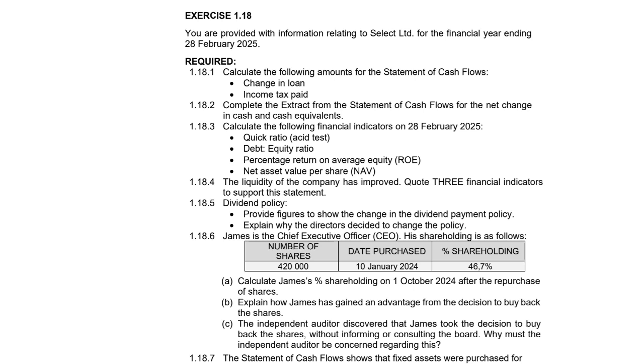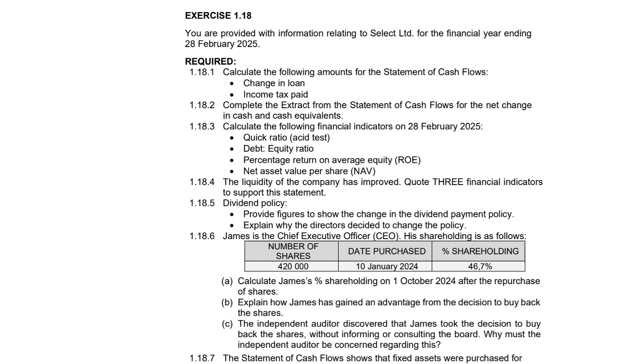1.18. You are provided with information relating to Select Limited for the financial year ending 28 February 2025. Required. 1.18.1. Calculate the following amounts for the statement of cash flows: change in loan and income tax paid. 1.18.2. Complete the extract from the statement of cash flows for the net change in cash and cash equivalents. 1.18.3. Calculate the following financial indicators on 28 February 2025: your quick ratio, debt equity ratio, percentage return on average equity, and your net asset value per share.